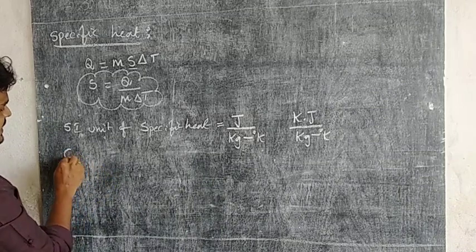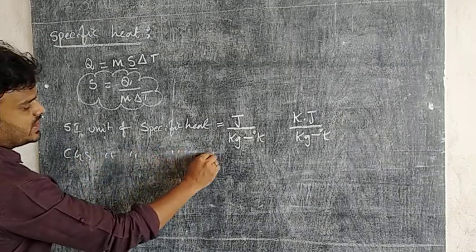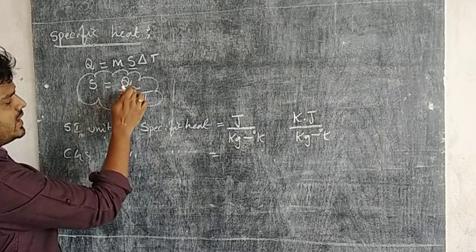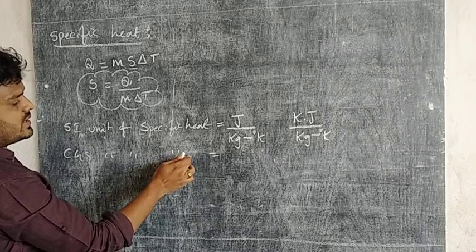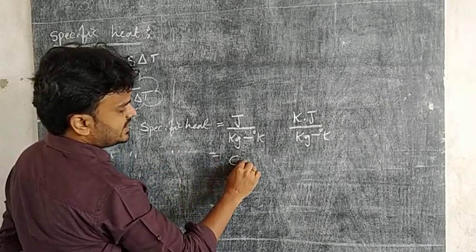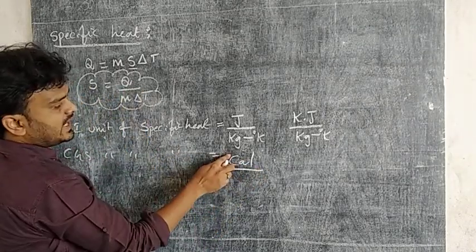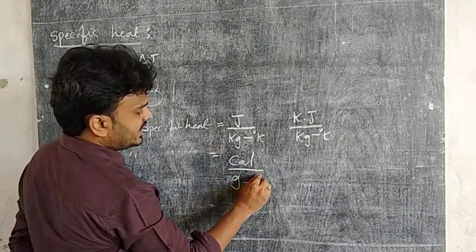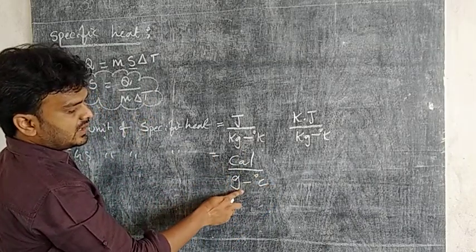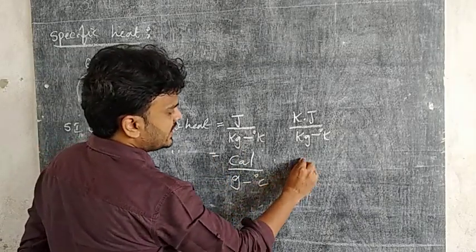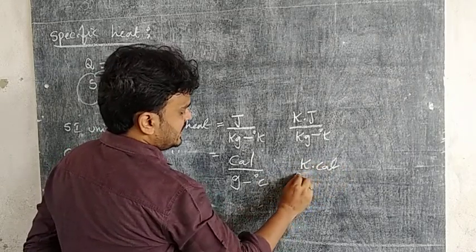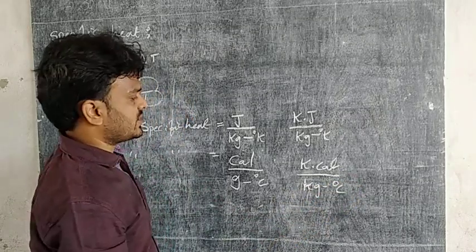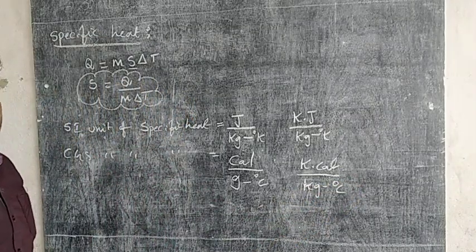Then next one, CGS unit of specific heat. CGS unit means express the units in terms of the formula Q. CGS unit of heat is calorie. CGS unit of mass is gram. CGS unit of temperature is degrees Celsius. So calorie per gram per degrees Celsius. We can also write higher values, kilocalorie per kg per degrees Celsius. These are the units of specific heat.